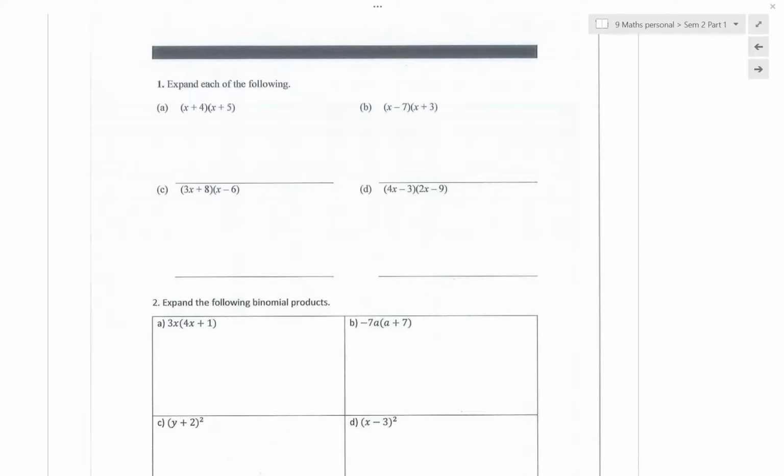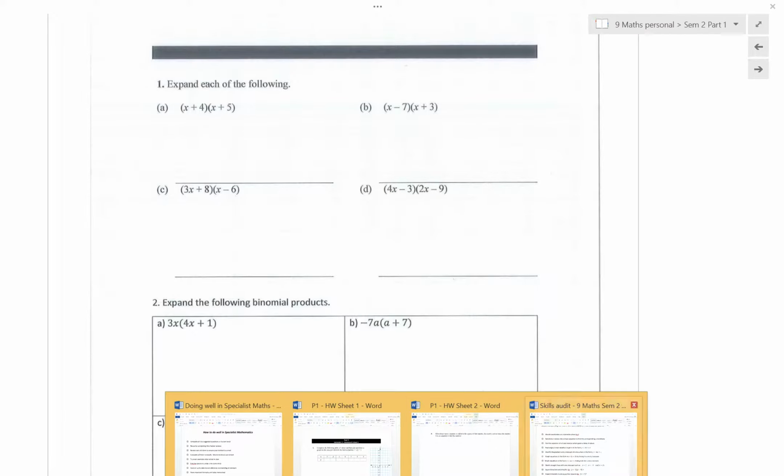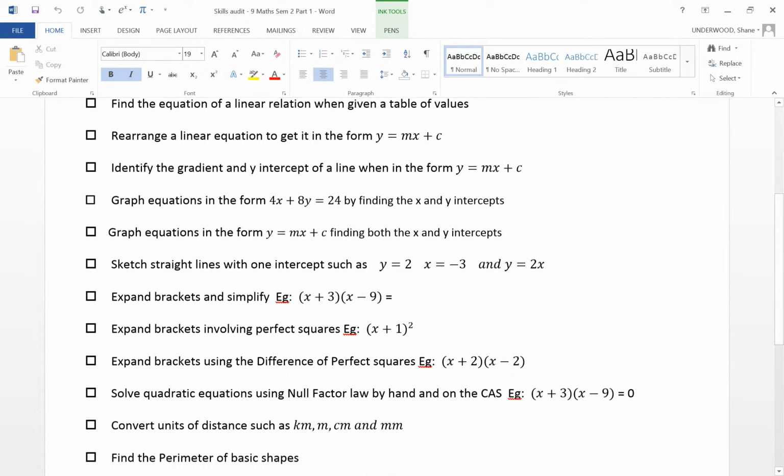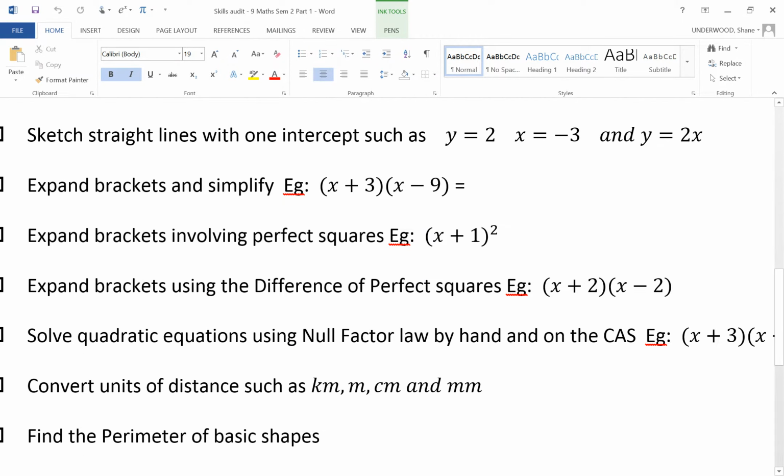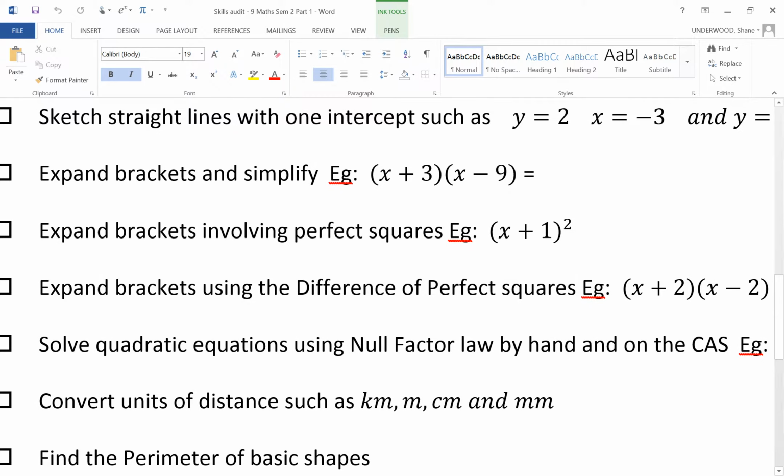This video, we're going to go through part 1 of semester 2 for quadratics. We're going to be looking at expanding brackets. You need to expand brackets, and also expand brackets using perfect squares. Doing that, we need to look at the difference of perfect squares. We need to solve things using null factor law. So that's what we're going to do.